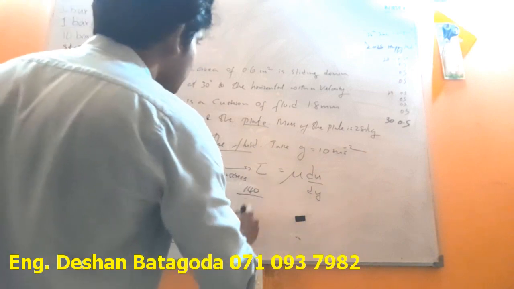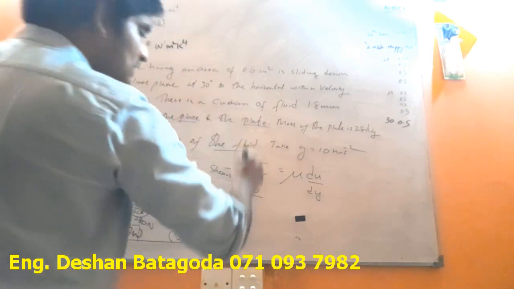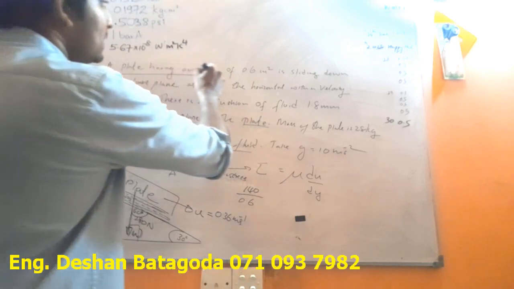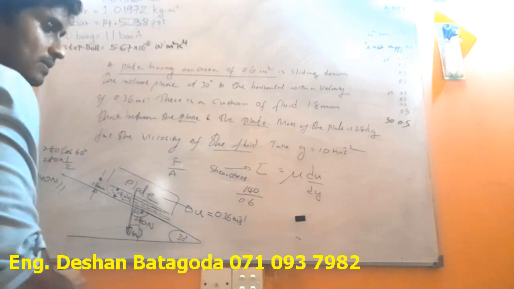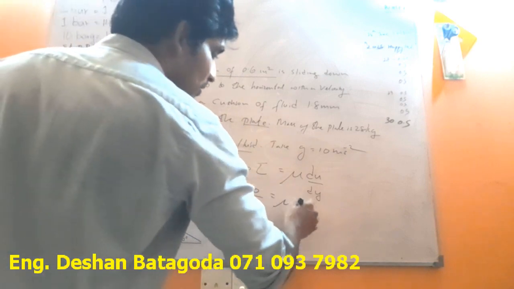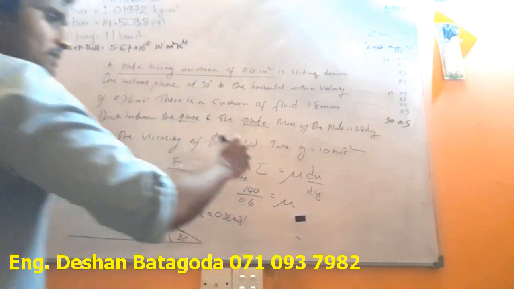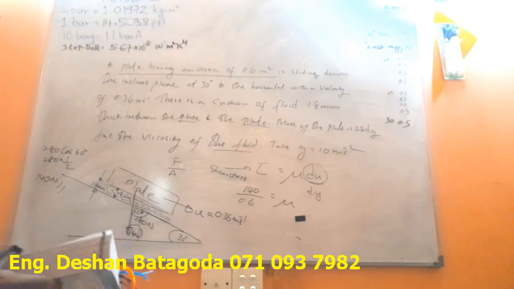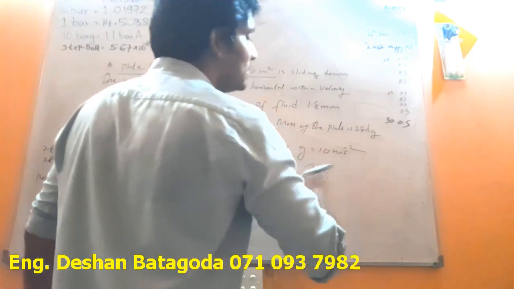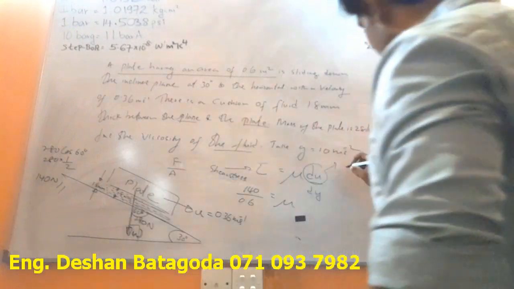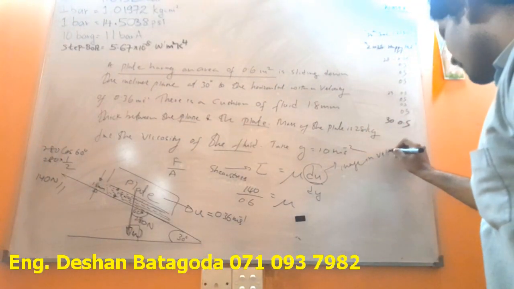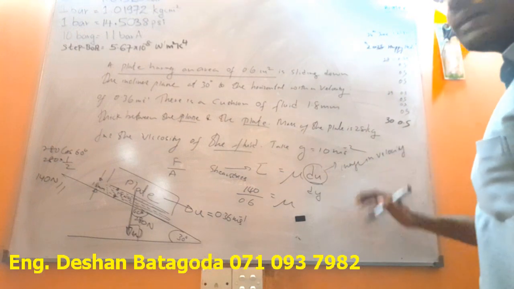So the stress will be 140 newtons divided by the area, 0.6 meters squared. The plate has an area of 0.6, the effective area. So stress is known, mu we have to find. But if you are going to consider this du, you know that du is the change in velocity. That is something I want to tell you.